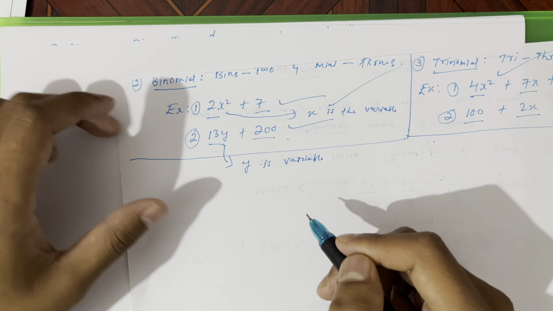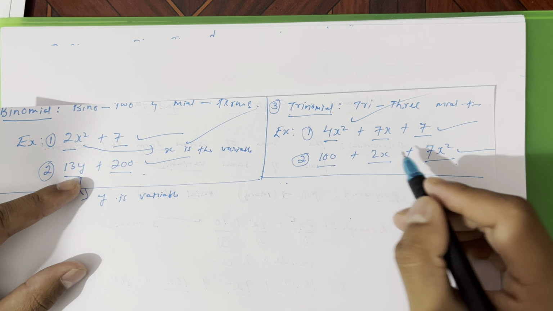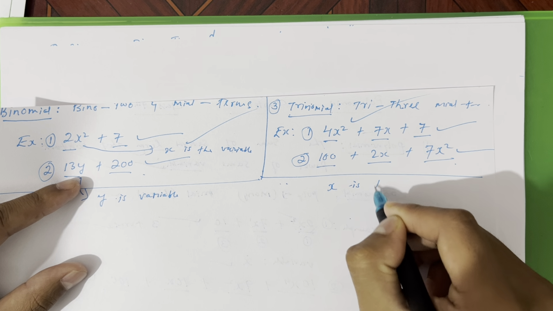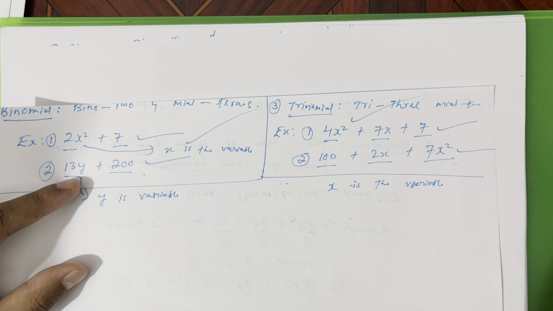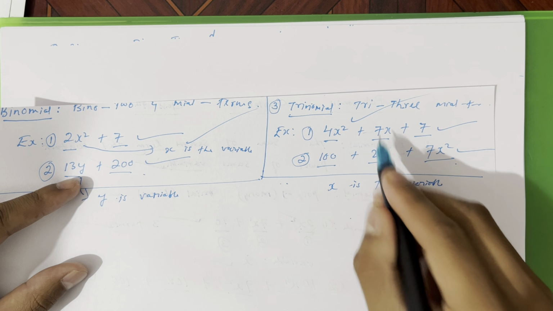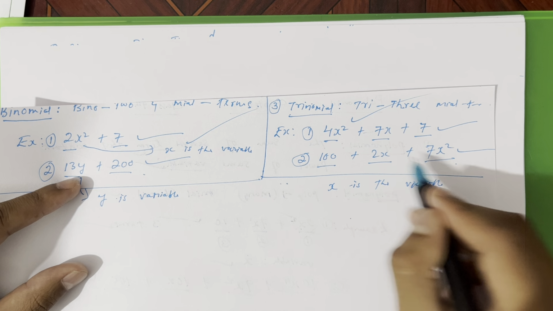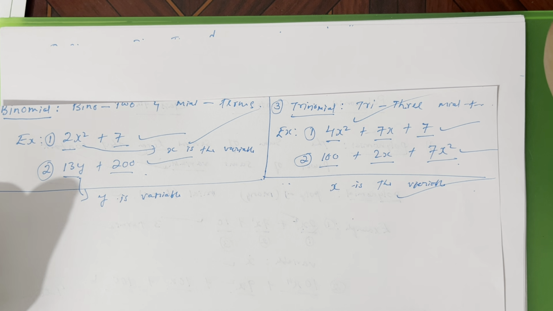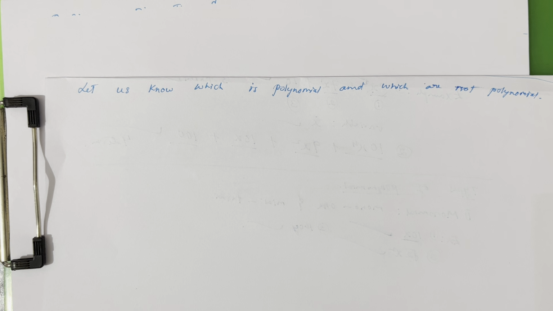Clear, no? And then suppose here number 1, an example of a trinomial, what is the variable here? X. Okay, x is the variable. Variable means those alphabet letters. Then what is the variable here? X only. In the second example, x only is the variable. Now you know the meaning of the variable. I hope you understand the meaning of polynomial and types of polynomial.